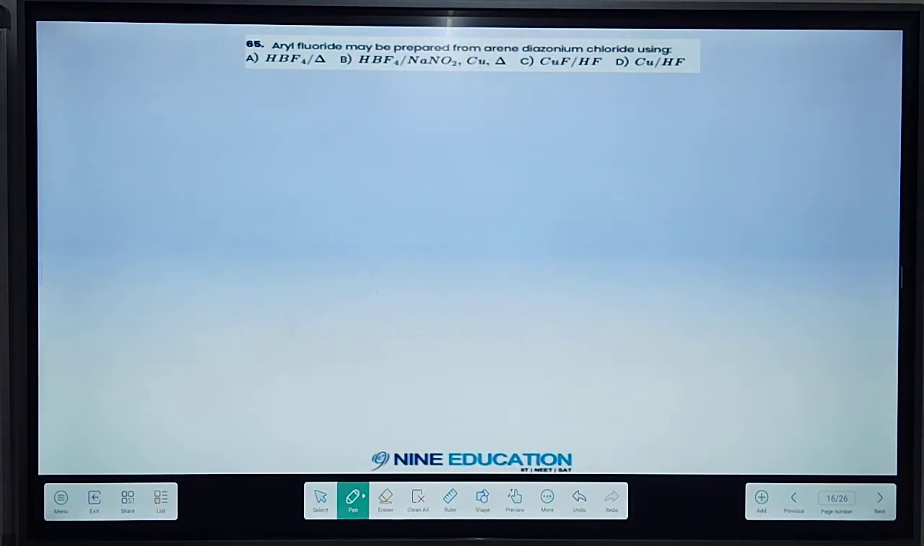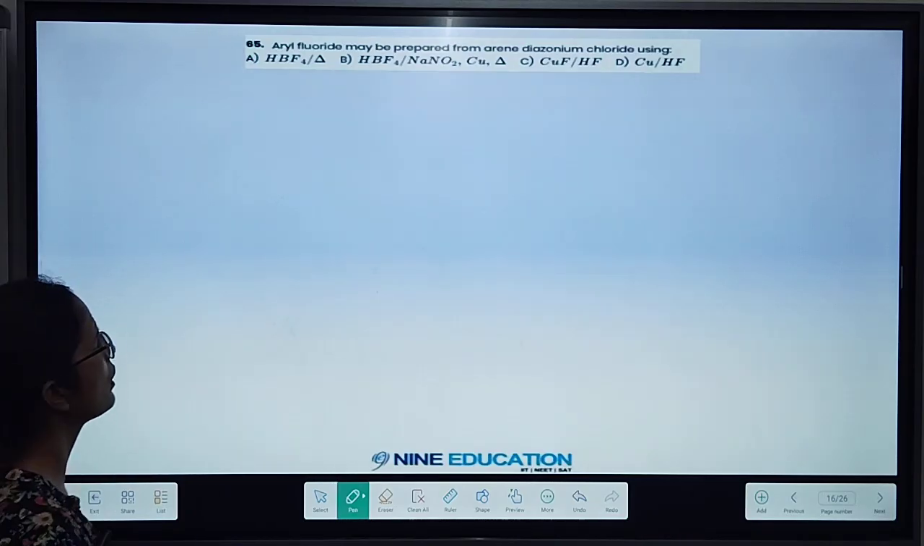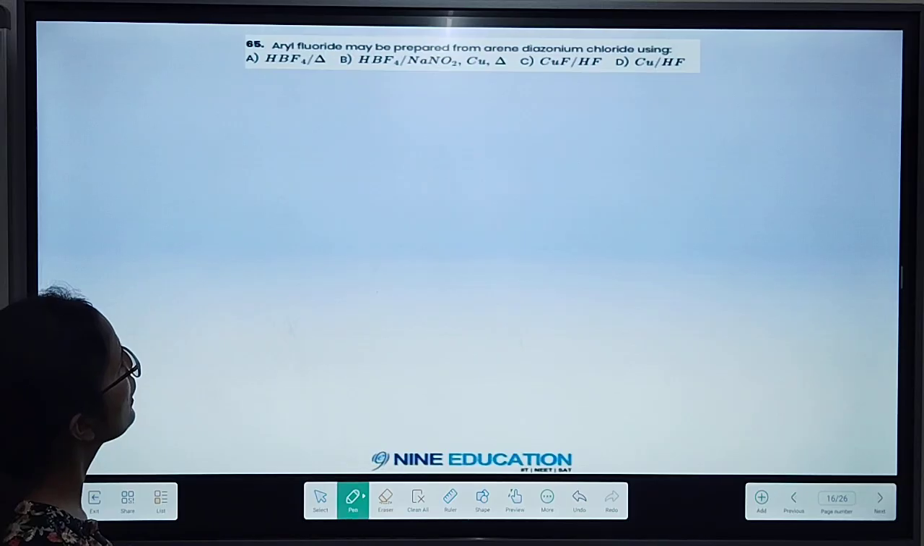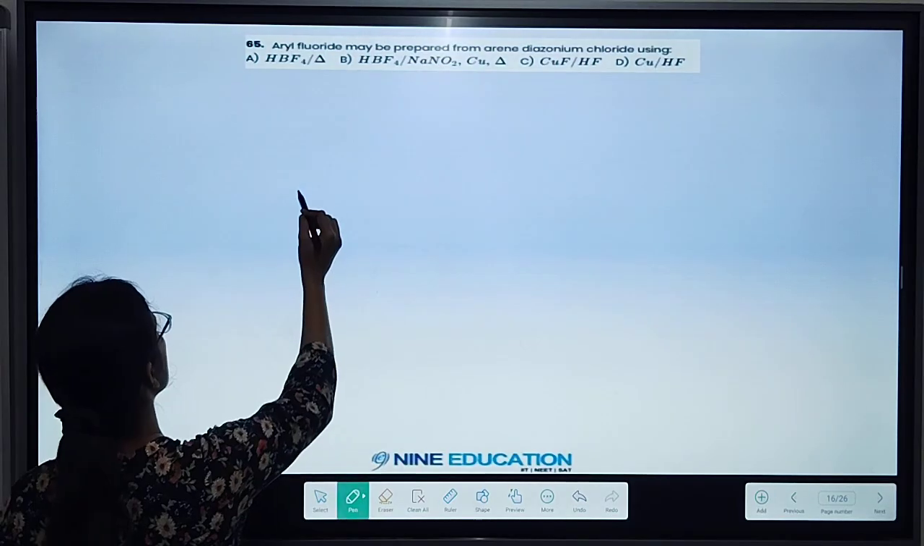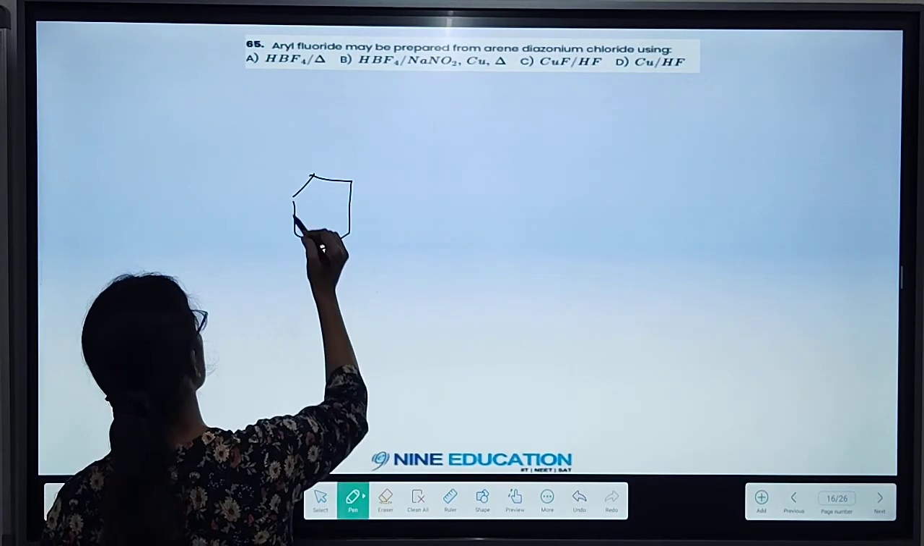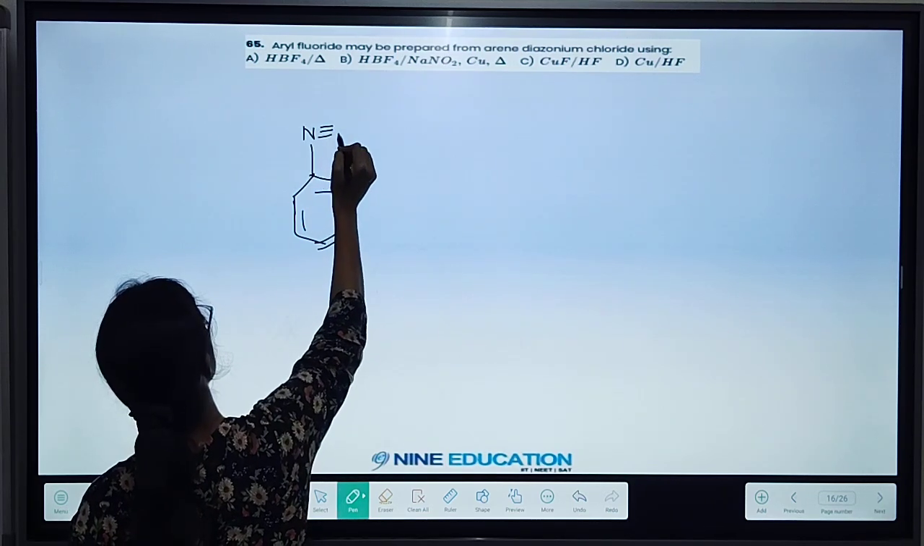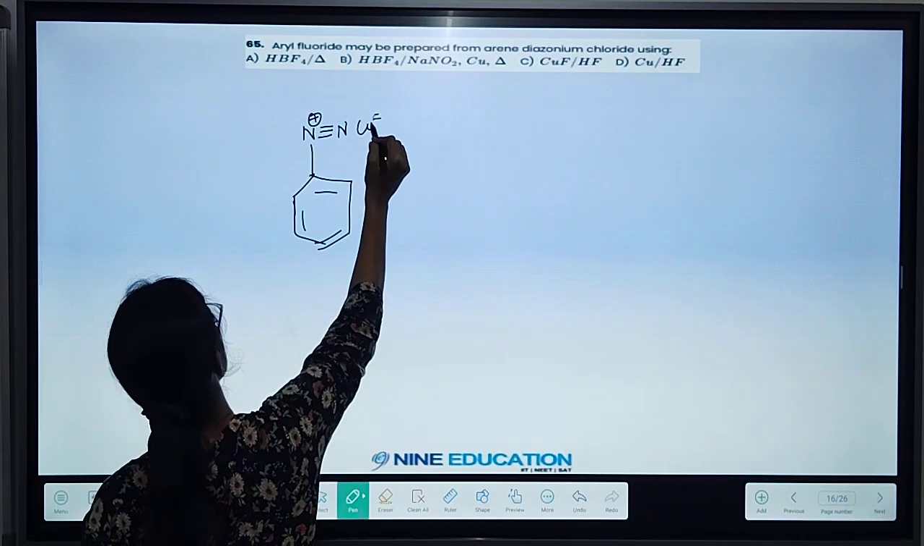Coming to 65, aryl fluoride may be prepared from arene diazonium chloride using, okay, a very straightforward question. We need to prepare fluorine connected to aryl, right? So here I can talk about benzene diazonium. We will be having benzene N2 positive, Cl minus.